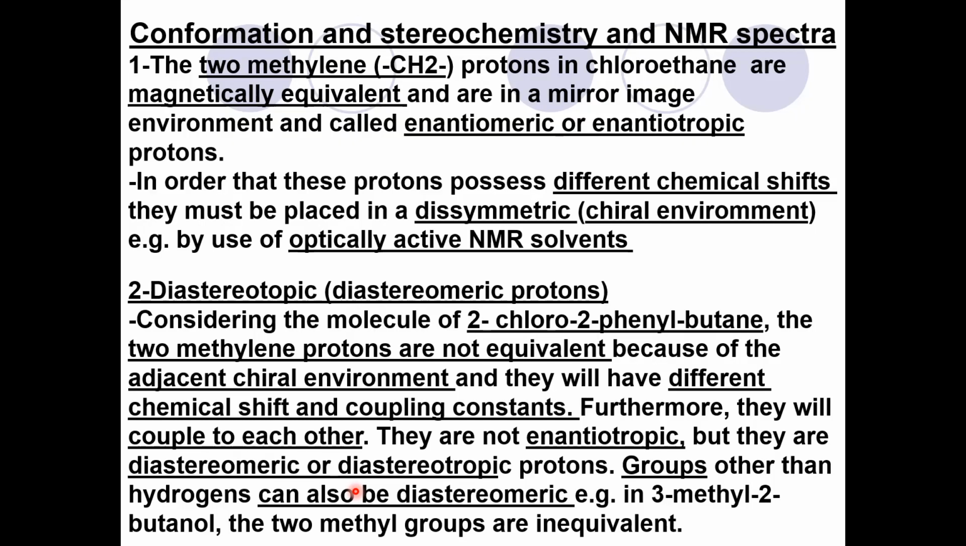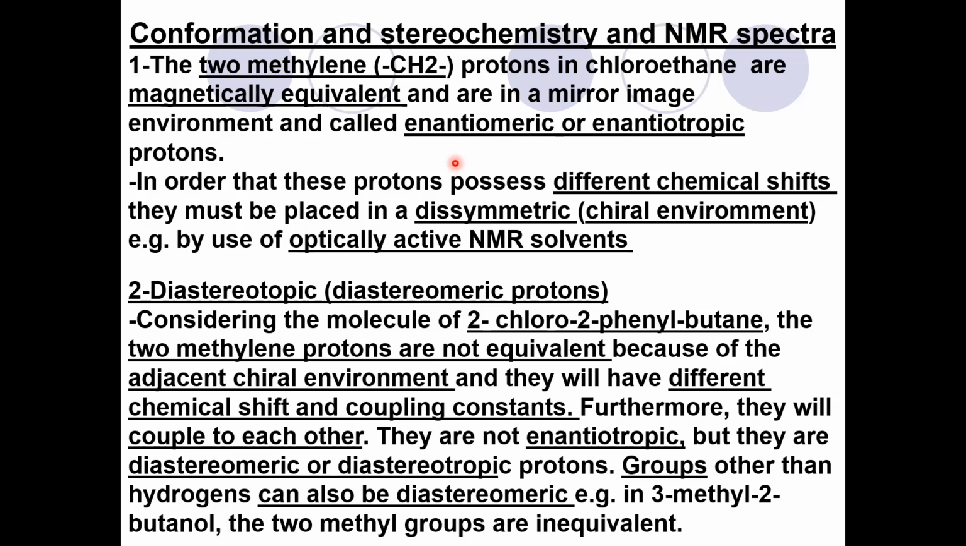Conformation and stoichiometry in NMR. NMR is not a chiral technique. However, in some instances, chirality may have an influence on the chemical shift of protons. For example, methylene protons usually are equivalent and do not show different signals unless they are placed in a chiral environment, like, for example, when the compound is dissolved in a chiral NMR solvent or optically active NMR solvent.